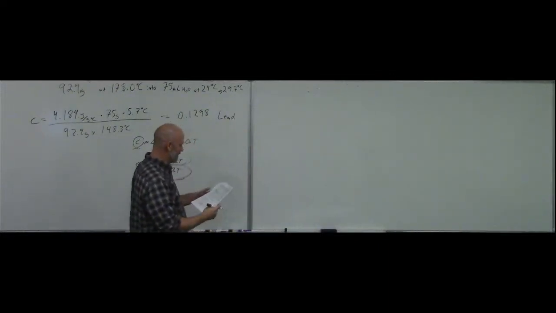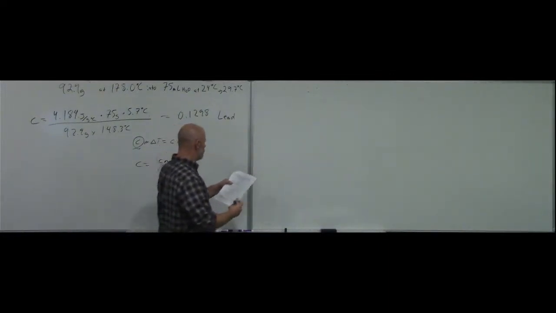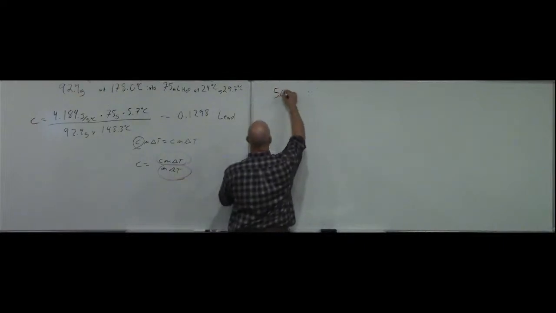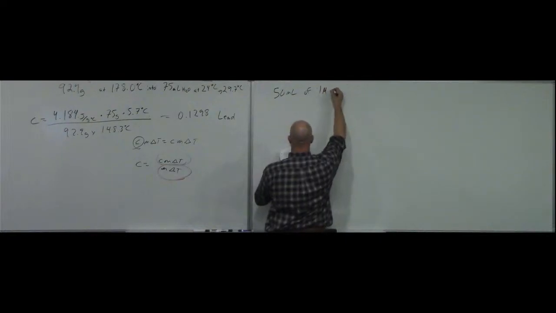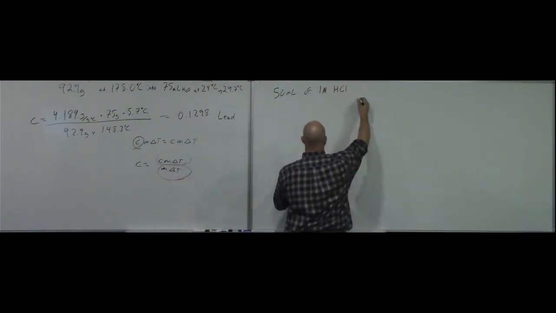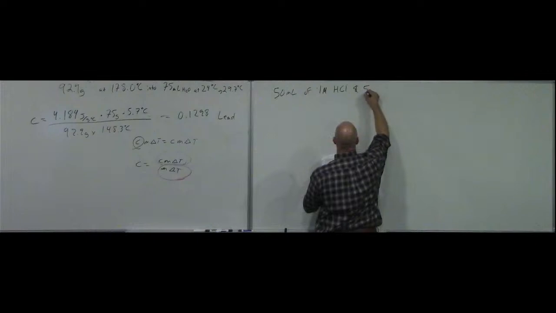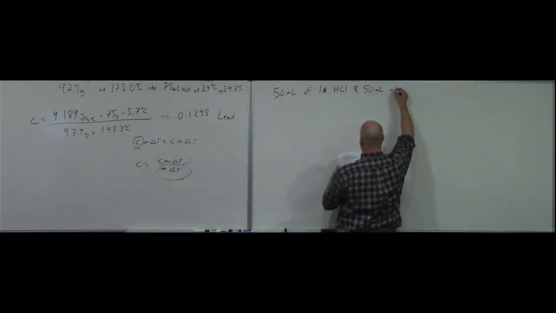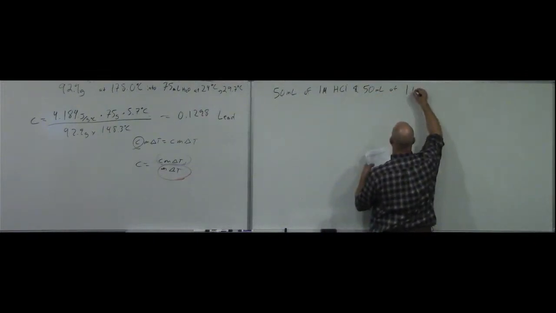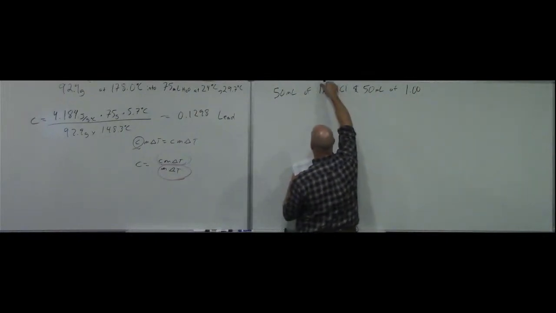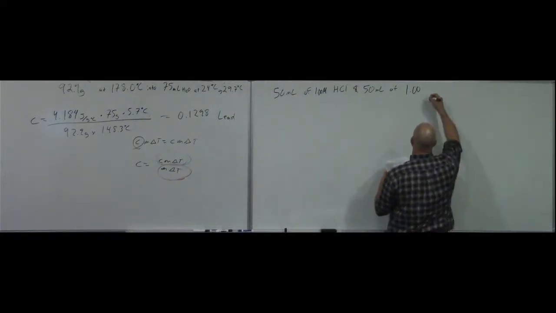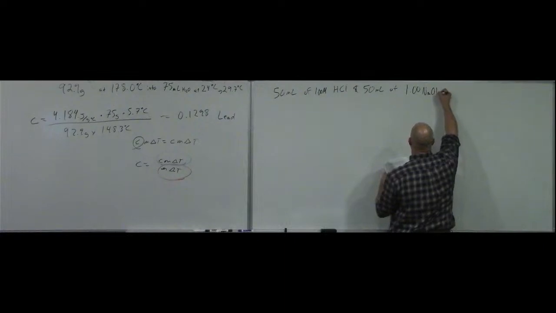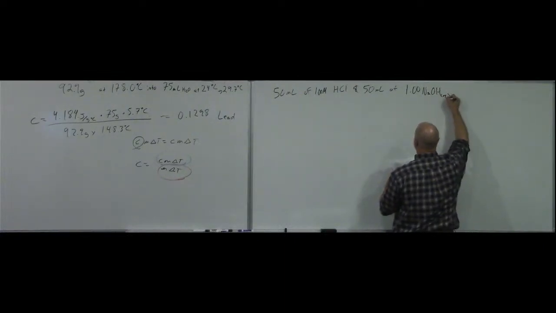All right, good deal. Okay, so when 50 milliliters of 1 molar HCl and 50 milliliters of 1.00 molar, sorry, I shouldn't be cutting corners there, 1.00 molar HCl and 1.00 molar NaOH. These are both aqueous, I skipped that also.